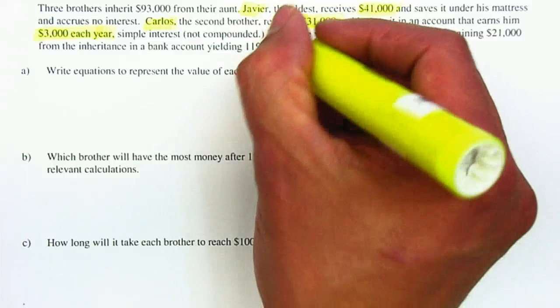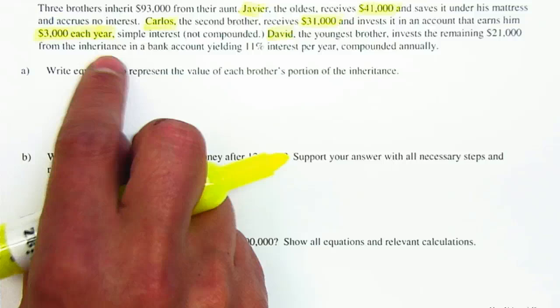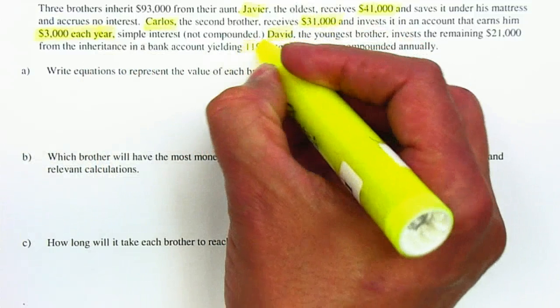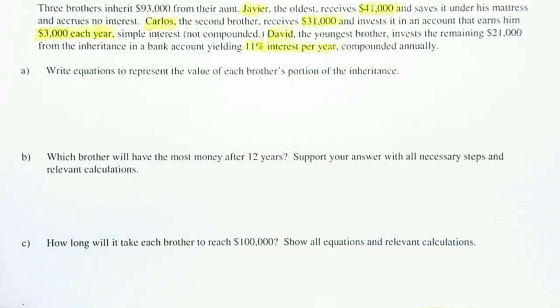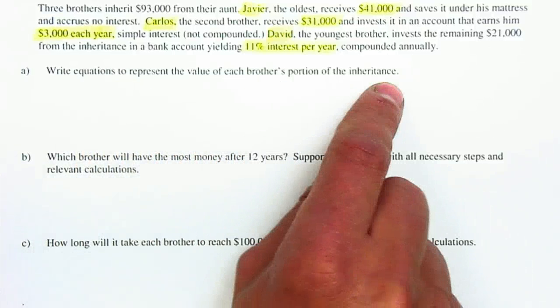David is the youngest one, and he'll invest the remaining $21,000 from the inheritance in a bank that yields 11% per year, and it's going to be compounded annually. We need to be able to write the equation to represent the value of each brother's portion of the inheritance.